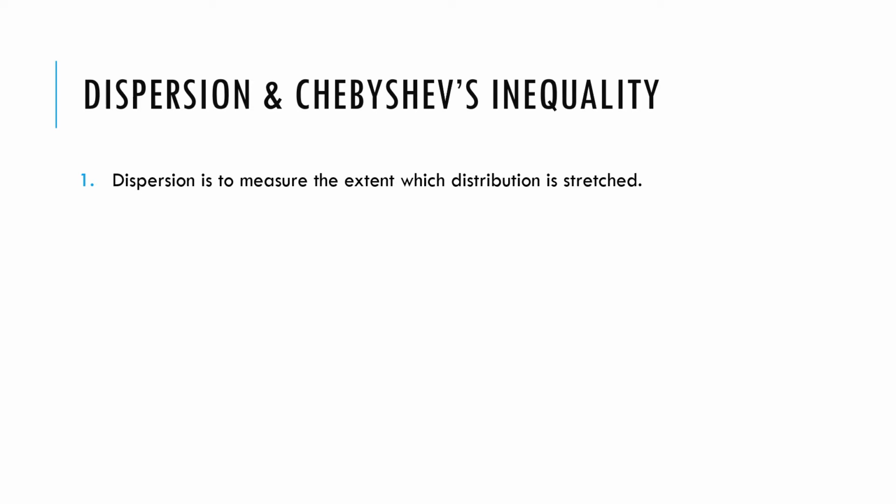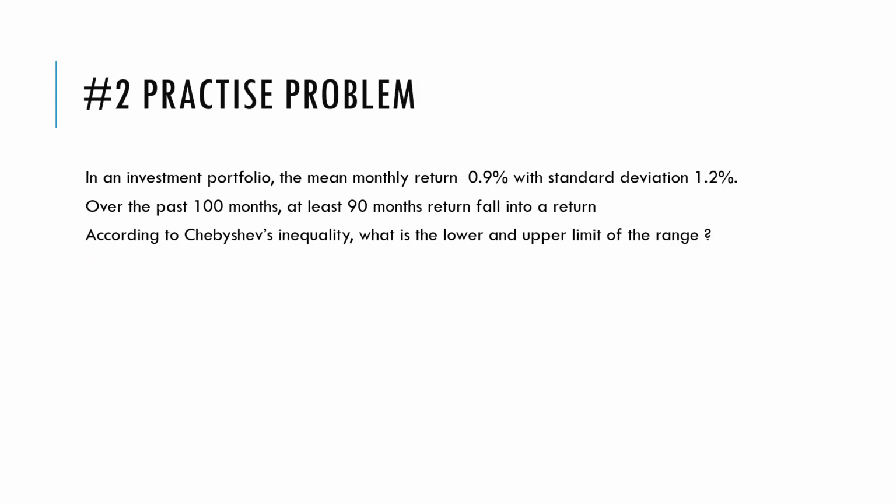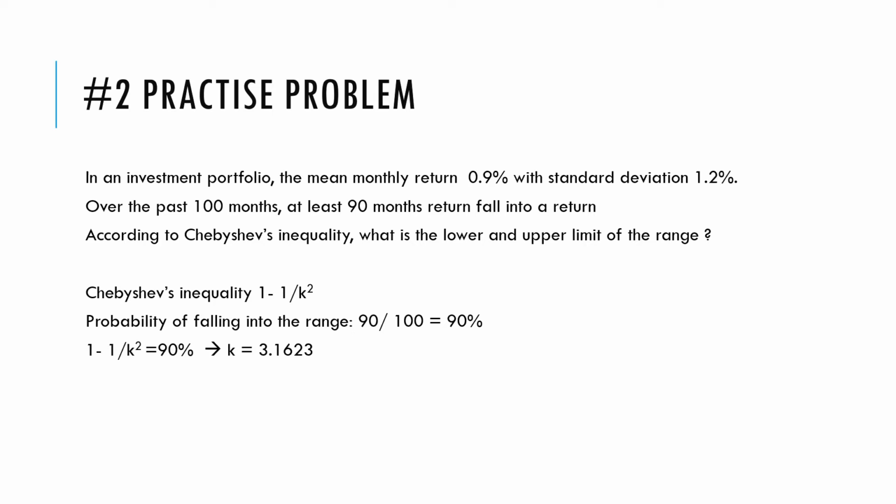Dispersion measures how stretched a distribution is, and dispersion can be explained by range, mean absolute deviation, and variance. In this practice problem, we calculate Chebyshev's inequality, lower limit and upper limit. With the K value of 3.1623, we calculate the lower limit and upper limit.